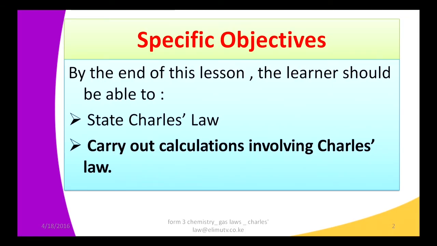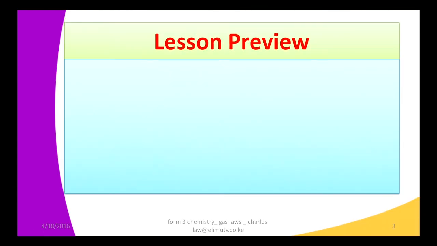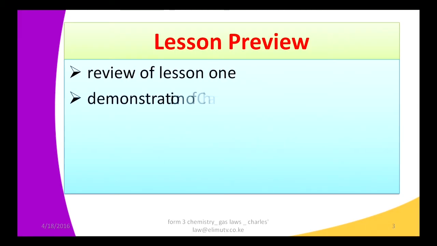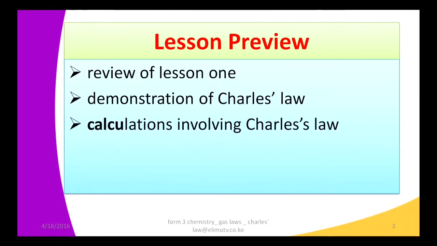Then our lesson is going to have this order: lesson preview, review of lesson 1. We are going to briefly look at lesson 1, then demonstration of Charles' law. We'll look at some of the demonstrations that help to explain Charles' law. Then after that, we are going to have calculations involving Charles' law. Then after that, we will have assessment. So that's going to be the order of our lesson.